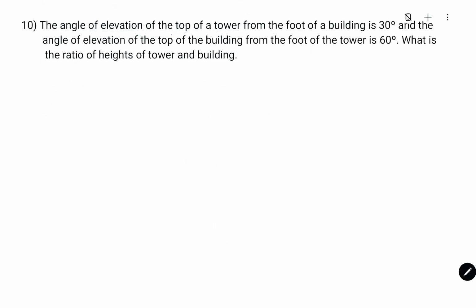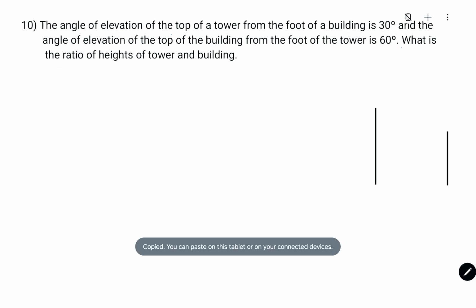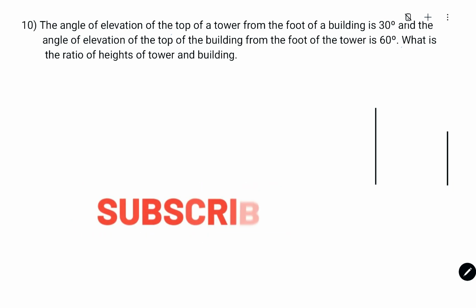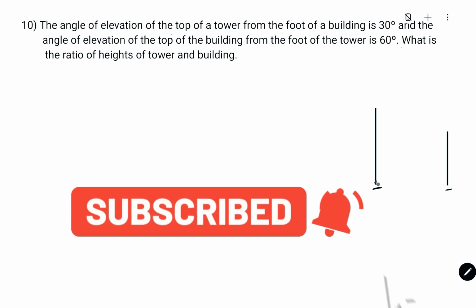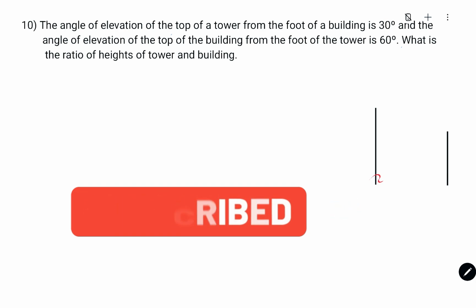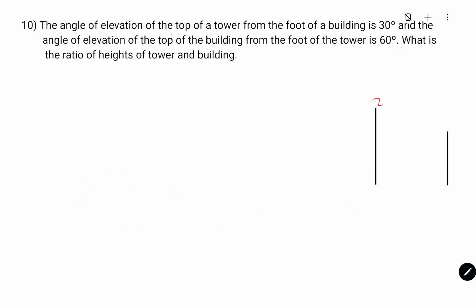10th question. The angle of elevation of the top of a tower from the foot of a building is 30 degrees and the angle of elevation of the top of the building from the foot of the tower is 60 degrees. What is the ratio of heights of the tower and building? Here we need to find the ratio of height of the tower and building. Now draw a figure. Draw two vertical lines. This vertical line we assume is the building, this vertical line we assume is the tower. Write the names of these vertical lines: A, B, C, D.